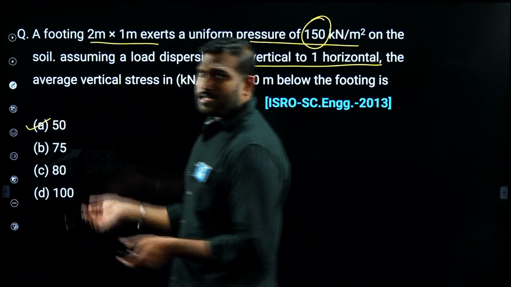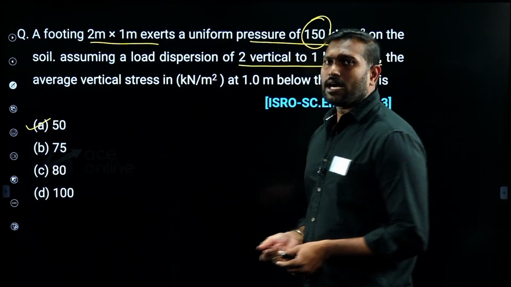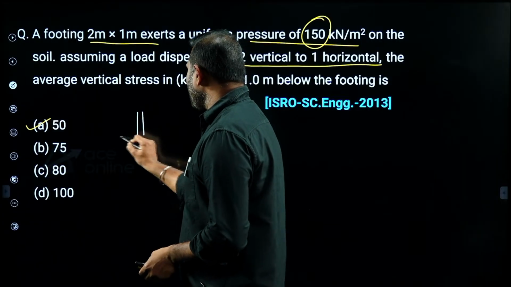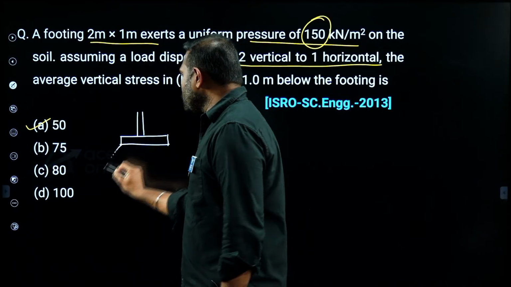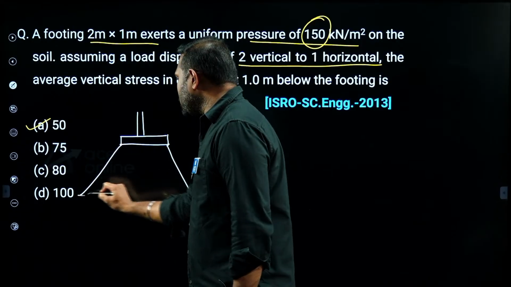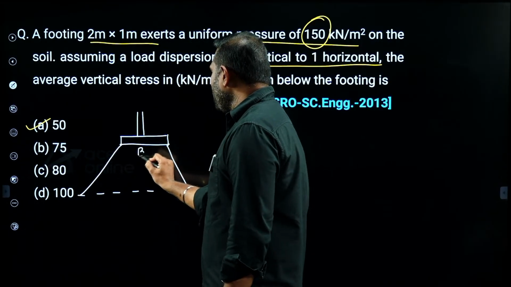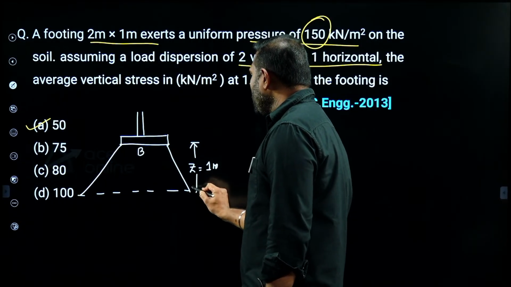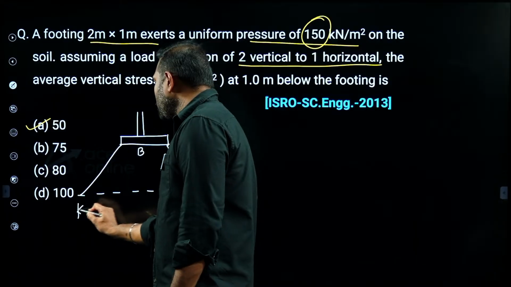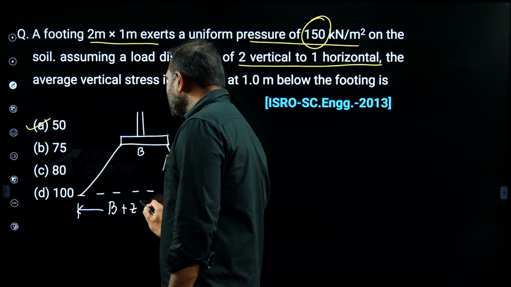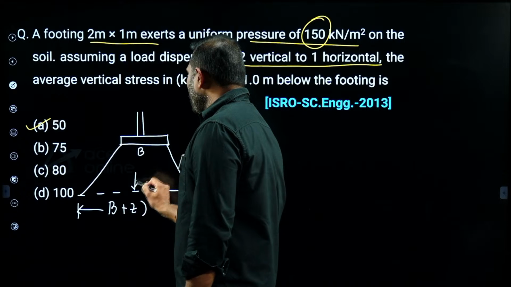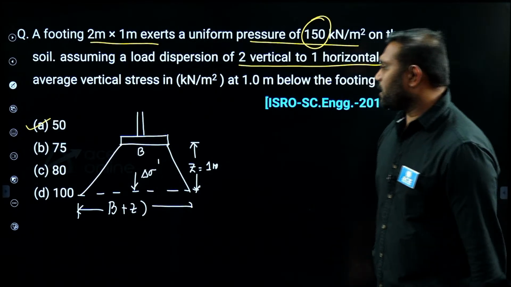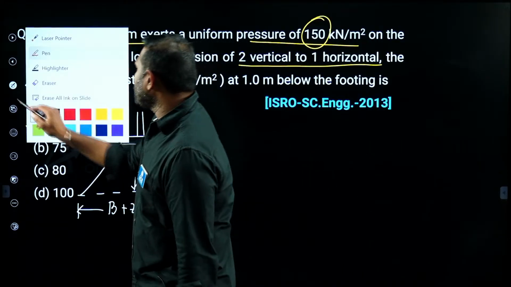See, this is a 2 vertical to 1 horizontal approach, right? So in the case of the 2 vertical to 1 horizontal approach, if this is the footing, the load is going to be dispersed as 2 vertical to 1 horizontal. So if it is B, now at a depth of Z, how many meters are they asking? 1 meter. The dimensions will change to B plus Z. So what they are asking is, what is the average vertical stress over there?